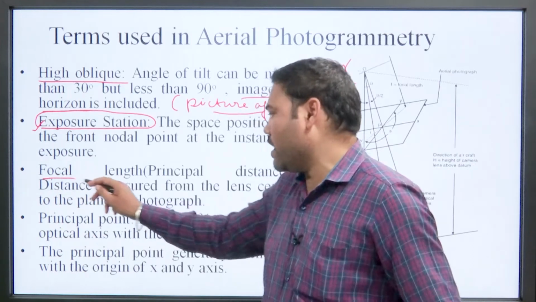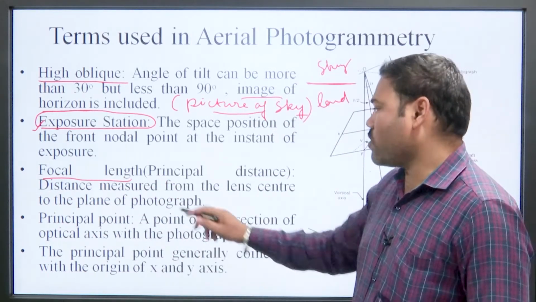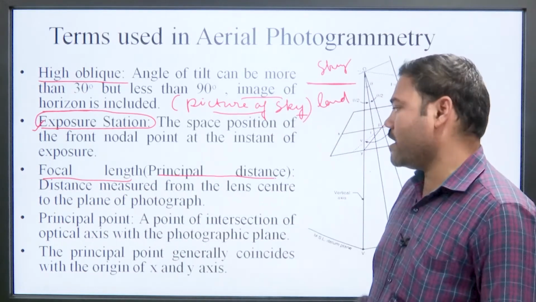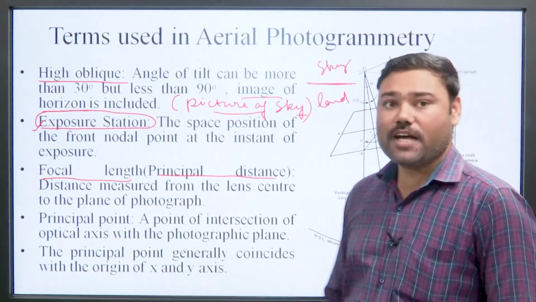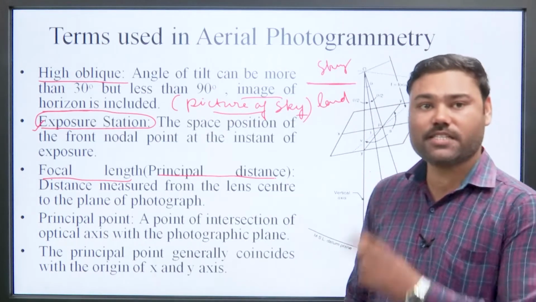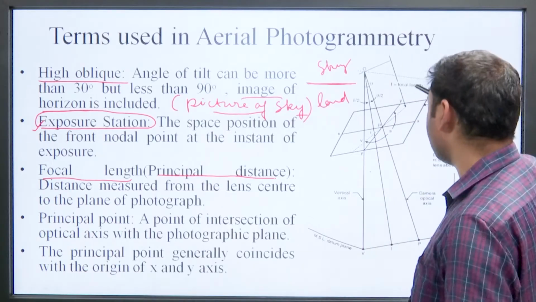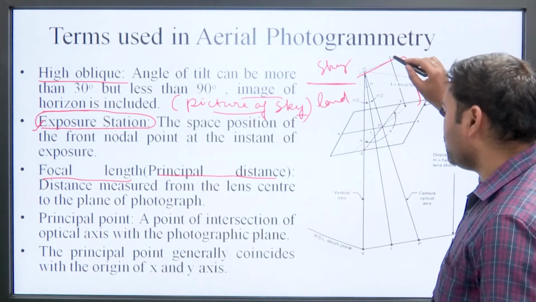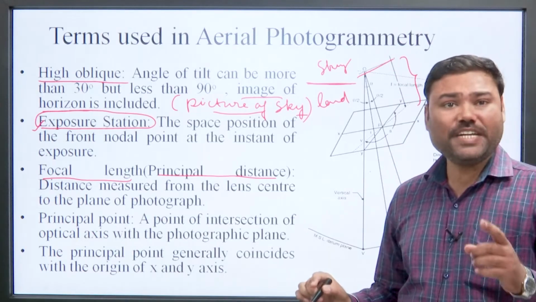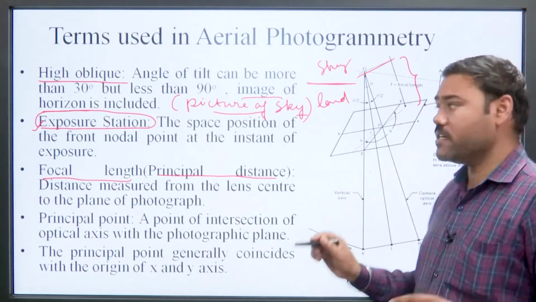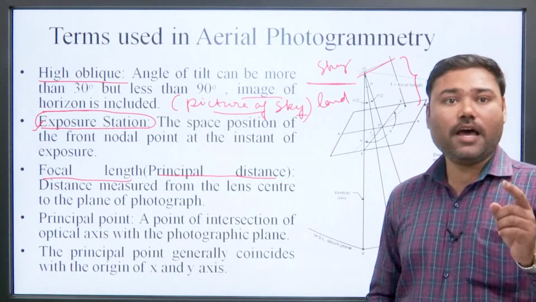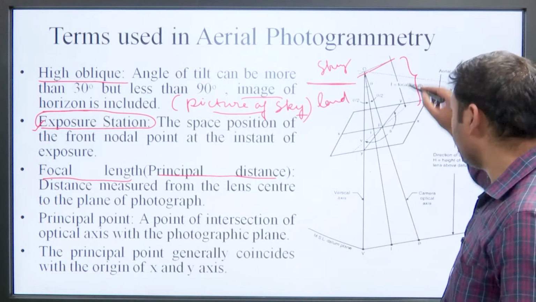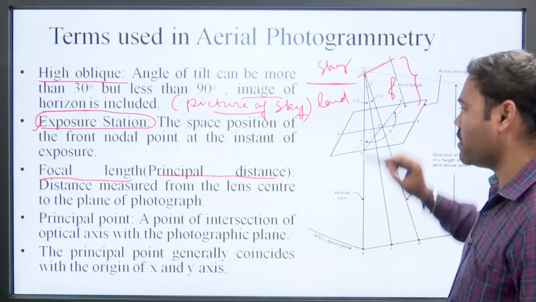Talking about focal length, it is also known as principal distance, and it can be described as the distance measured from the lens center to the plane of photograph. This distance between the lens center and the plane of photograph is known as focal length.